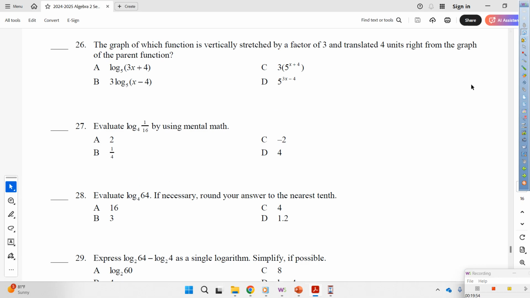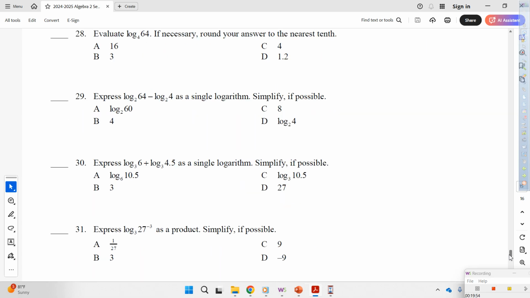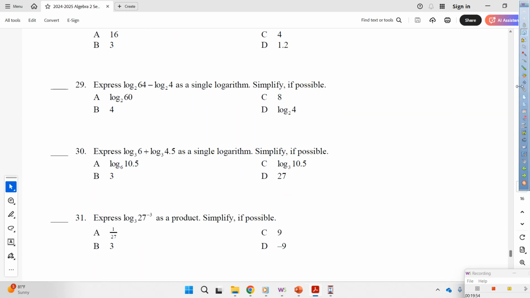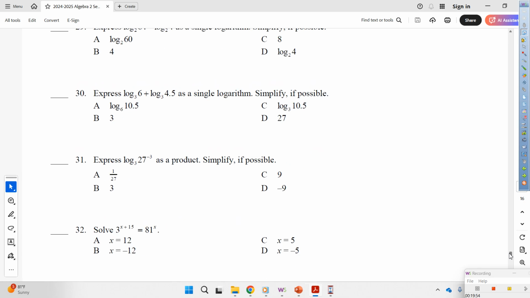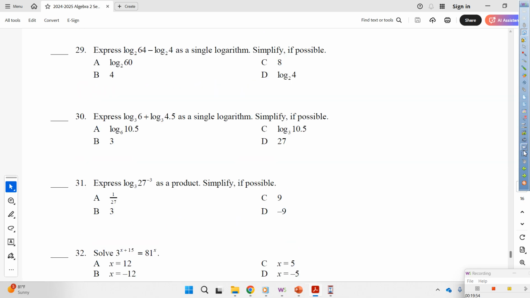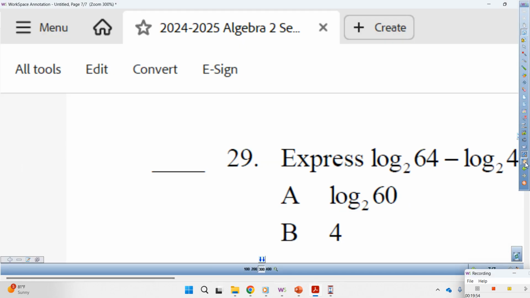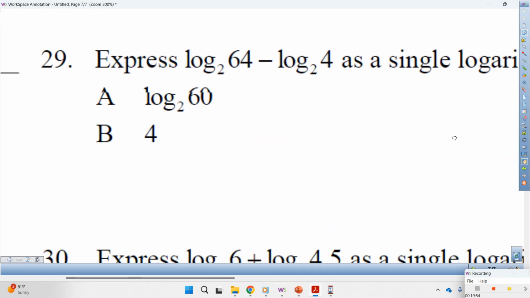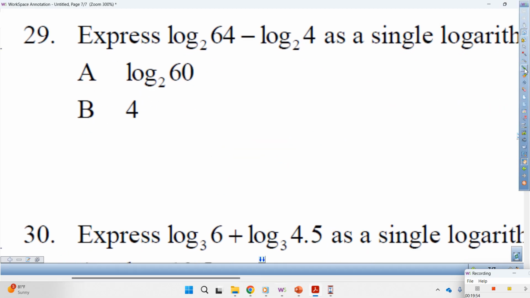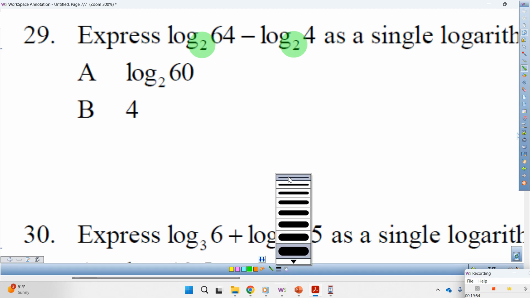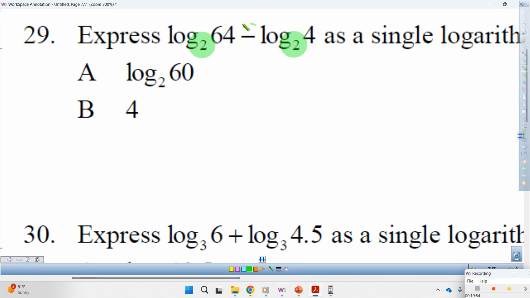All right. Let's go to number 29. Let me zoom in. All right, so what is the first thing we check, people? Let's see if you remember. Do they have the same base? Yes. Is it addition or subtraction? Oh, it's subtraction, Mr. Q.